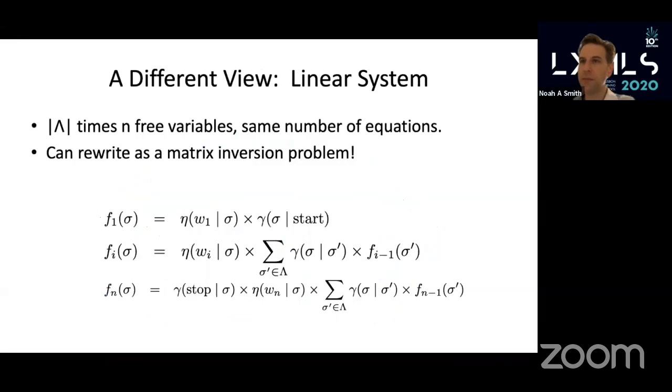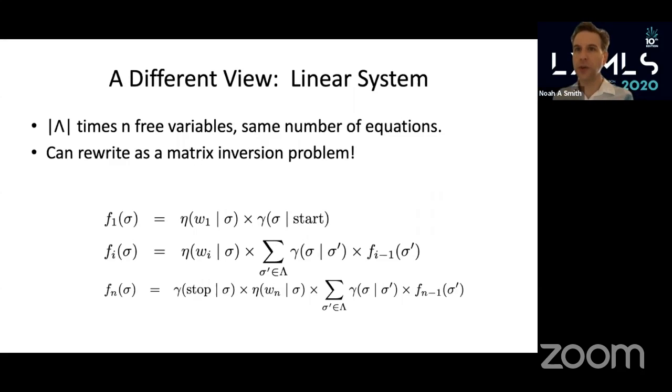Path sum problems are kind of interesting. They can be written in yet another way. You can write down all the equations for all the forward probabilities, and if you squint your eyes and look at them, you notice that this is actually a linear system. That is, each f term is defined as a linear function, or I guess I should say an affine function, of other f terms. So you have size of lambda times n free variables, all the forward scores, and you have the same number of equations.